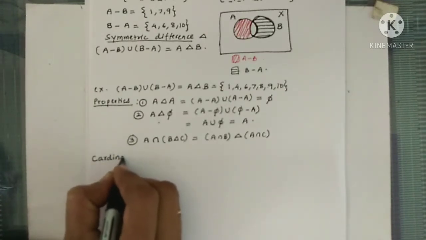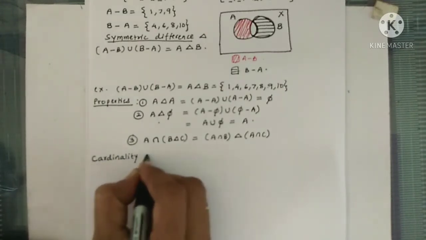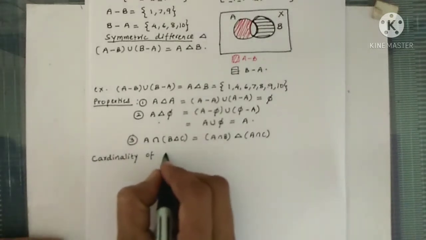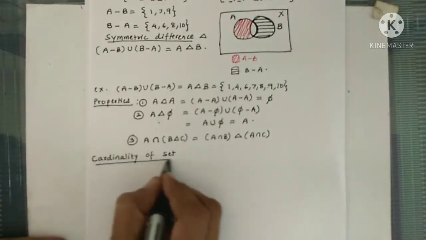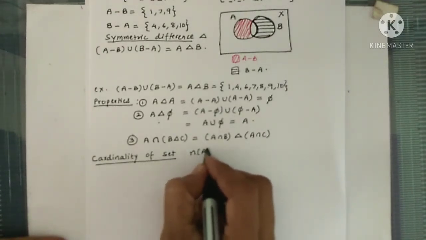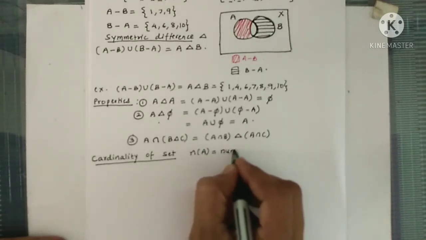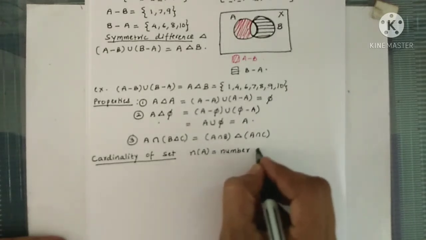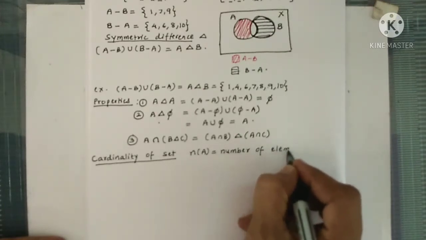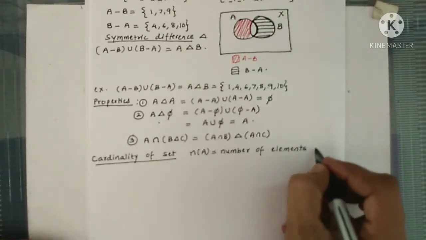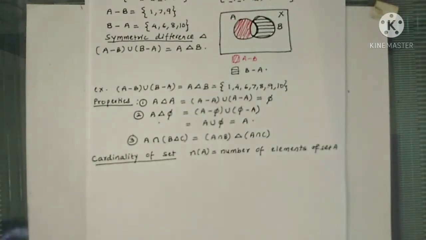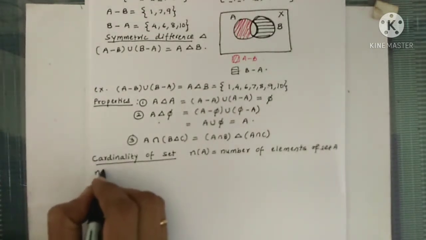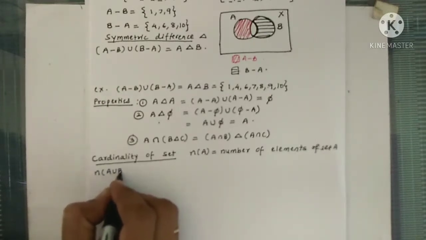Next we are going to study cardinality of two sets. First of all, let's consider only one set, cardinality of set. If we write this as n(A), so n(A) is the number of elements of set A. So we are considering only finite sets. Now let's consider cardinality of sets A and B with their union. So let's find out n(A union B).